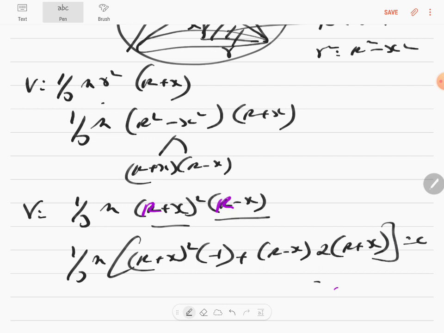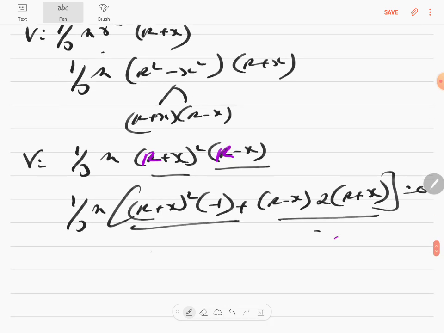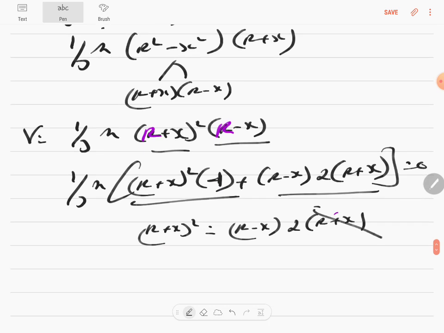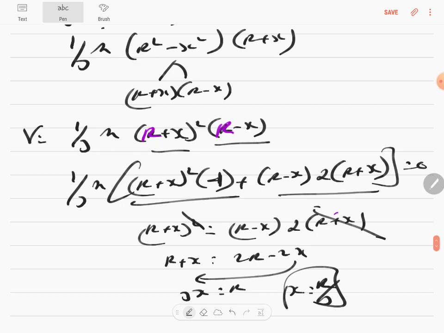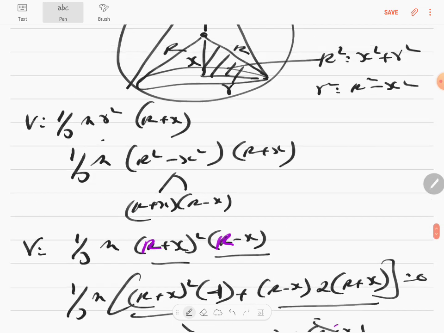So this is equal to 0, therefore this is equal to this. R plus x the whole square therefore is r minus x into 2 into r plus x. A negative sign will come here, you know? Only then we can put this equal to that. Then you can yourself identify your mistakes. So R plus x and R plus x whole square get cancelled. R plus x is equal to 2R minus 2x. So 3x is equal to R and x is equal to R by 3. So you get x is equal to R by 3.